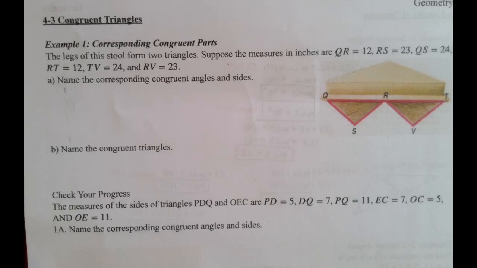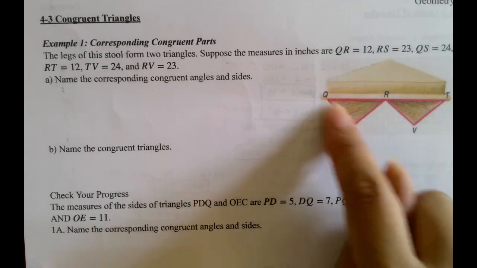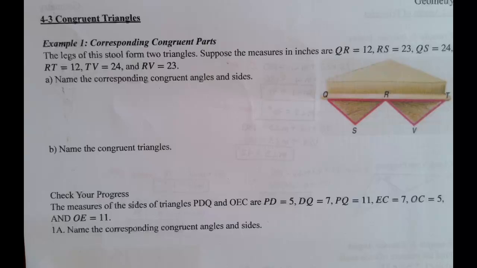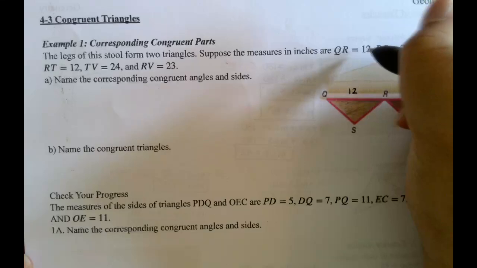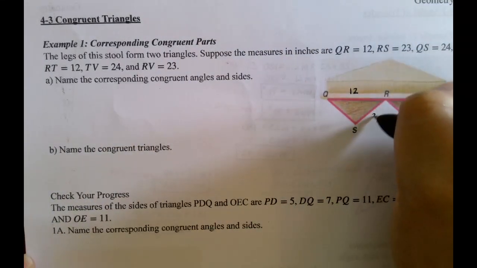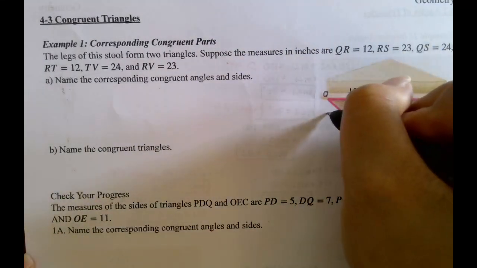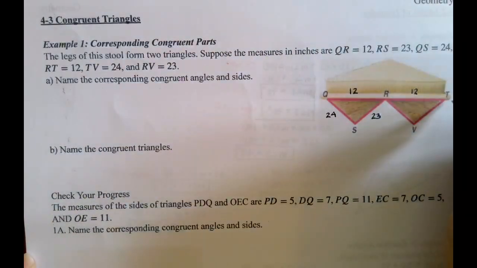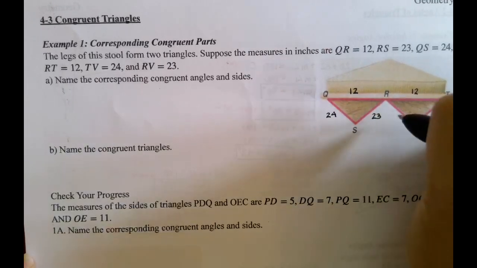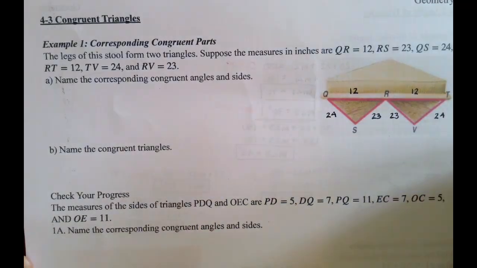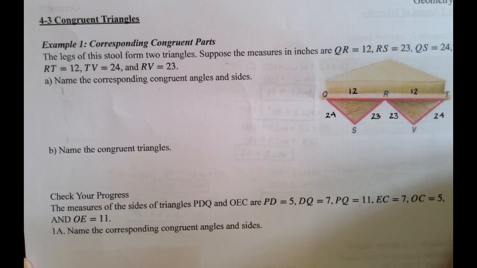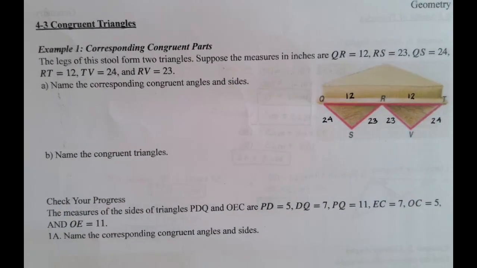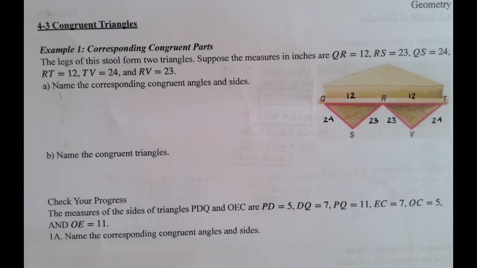Starting with example 1. So the legs of this stool form two right triangles. Okay. Suppose the measures in inches are QR equals 12, RS is 23, and QS is 24. Okay. RT is 12, TV is 24, and RV is 23. We are now going to name the corresponding congruent angles and sides. Okay, so here, let's color code them.